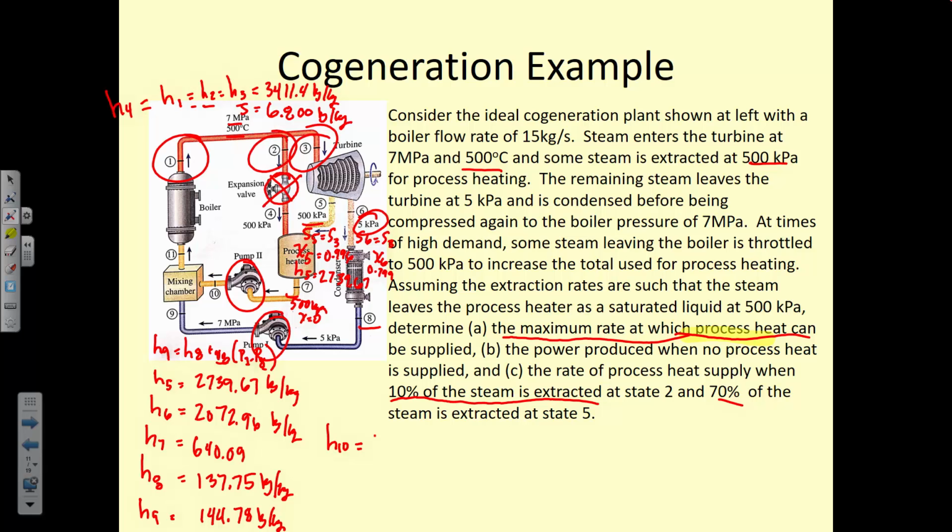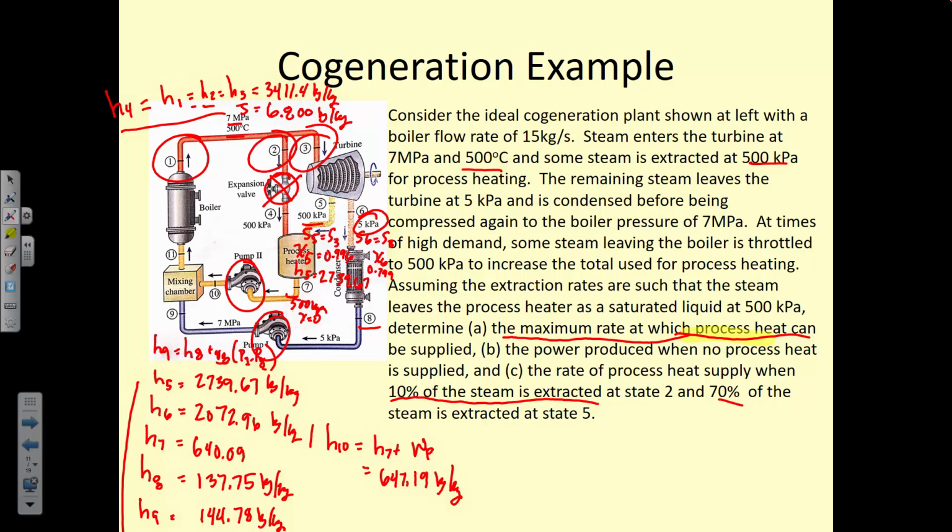And then H10 we find similarly by using the pump work and state 7. So it's H7 plus the work of the pump, 647.19 kilojoules per kilogram. So we found all of our enthalpies from states 1 through 4, it's all the same, and then 5 through 10. State 11, we don't actually ever need to use it, I don't think. That's 7 megapascals. It doesn't come up in this problem.